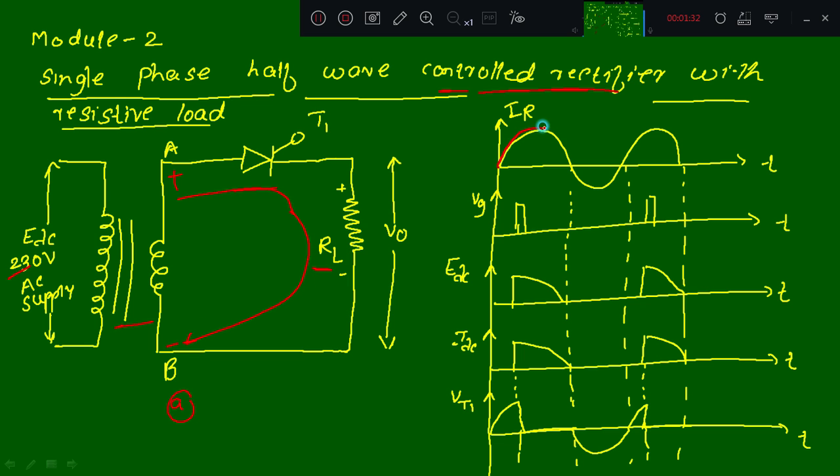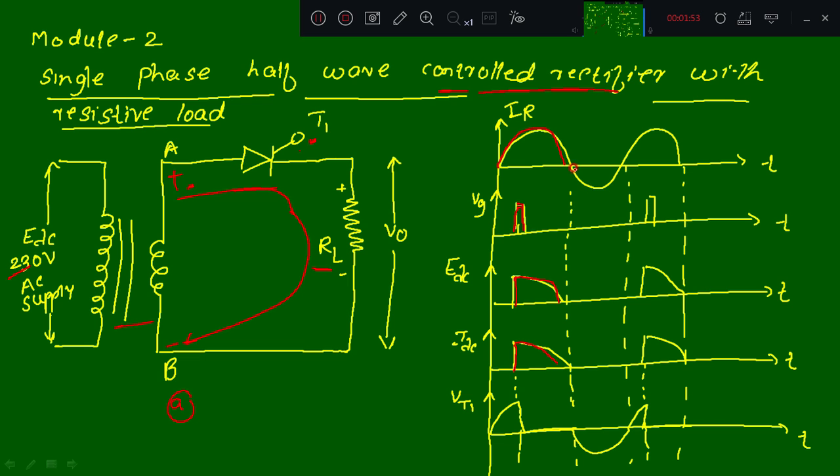This is the positive half cycle which is available at this point. This is positive, this is negative. When you apply the trigger pulse, that is, when the gate pulse is given here, it turns on. When it turns on, it allows the current to flow. So current flows here, and the output voltage is observed this much.